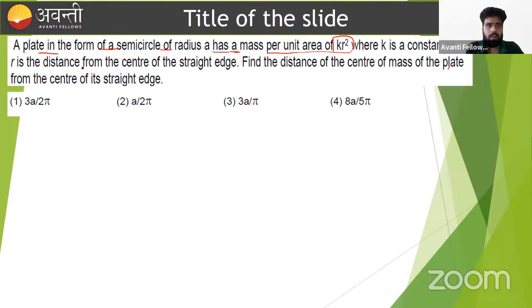So here we have to find the distance of the center of mass of the plate from the center of the straight edge. So there are three important points given. One is the semicircle.